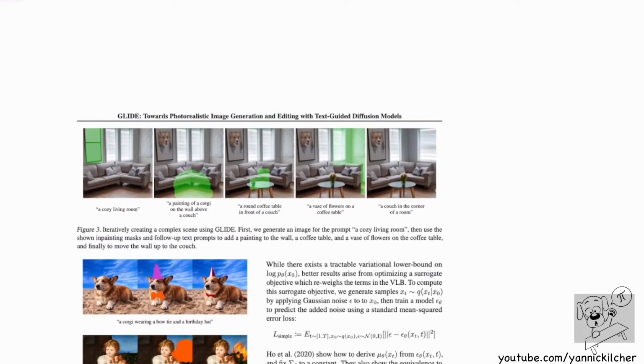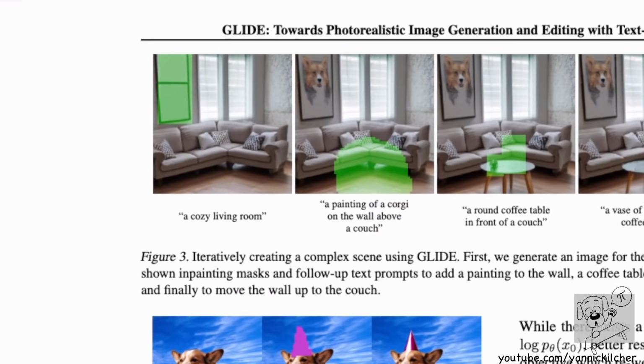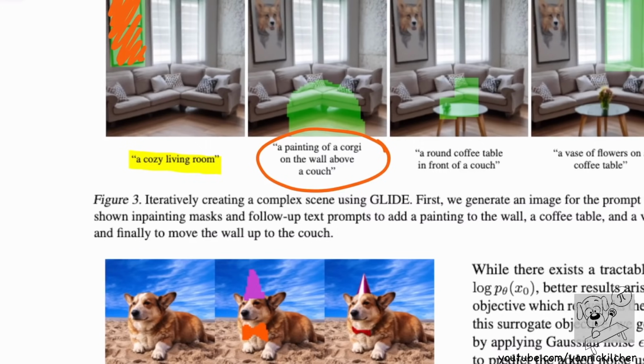This is very cool. You can do things like this where you first, so the pictures here are a bit confusing, but you first generate an image from a text prompt, like a cozy living room. Then you get this living room, and then here the user would annotate this window, sort of would draw over it, and would give the next text prompt. And the next text prompt would be a painting of a corgi on the wall above the couch. And the model, so this is the inpainting mode, would only be able to paint the green area, so it would try to conform to the text using only the green area, and therefore it would make this corgi picture on the wall right here.